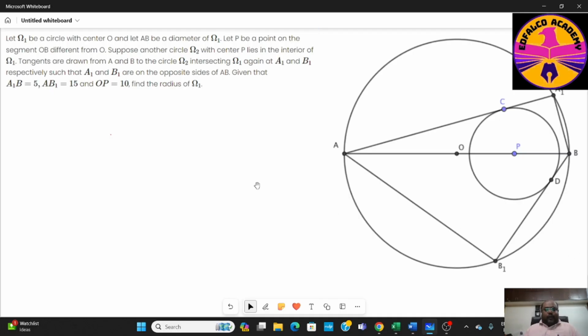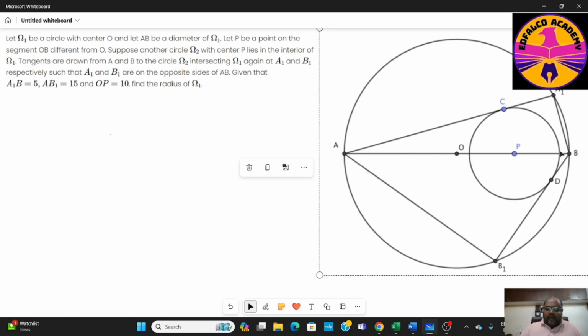Okay. So now let's look at this problem, which is partially based on whatever we discussed so far, and obviously we will have to carry some more things into it. So let's see this problem. Let sigma 1 be a circle with the center O. So you can see this is the bigger circle, which is called sigma 1, and its center is at O. And let AB be the diameter of sigma 1.